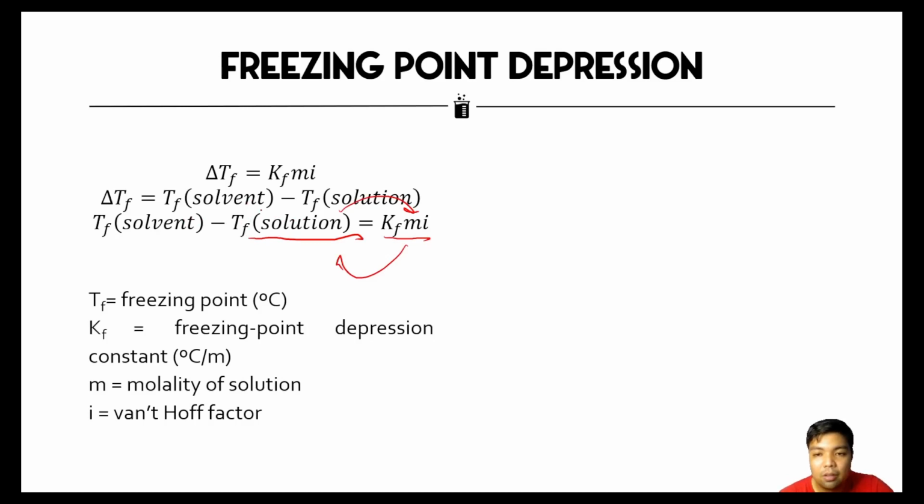Okay, so when you transfer TF of your solution to the right side, from negative it becomes positive. Same goes with this expression here, from positive it becomes negative, and thus the final equation for the freezing point of your solution is equals to TF of your solvent minus KF m i.